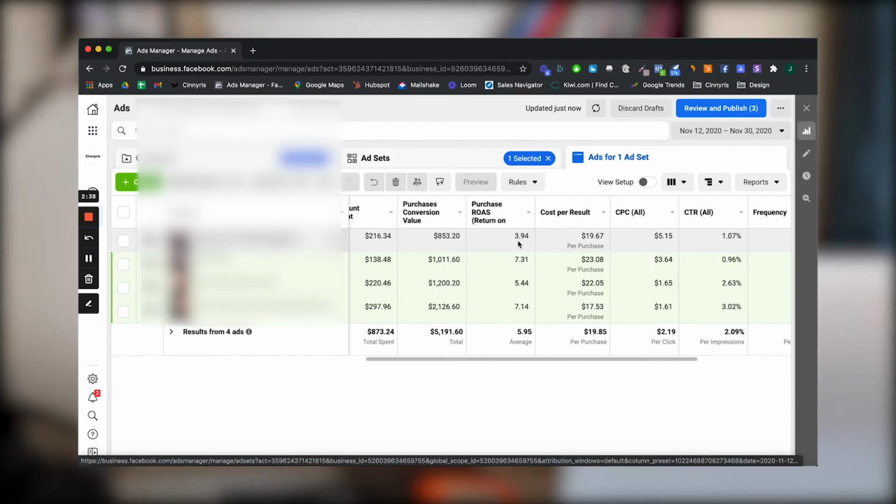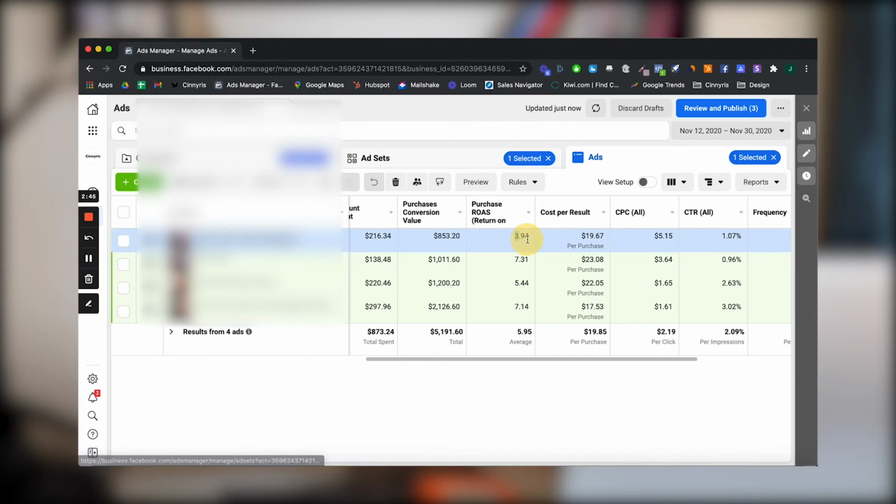Again, because we had that small budget, we only were able to create 4 ads, but you can see here the lowest ROAS we were getting was around 4 times return on ad spend on this ad right here. Our average cost per purchase was also pretty competitive, considering that this was run on Black Friday weekend, $19 right here, and an average ROAS overall of 5.95 return.